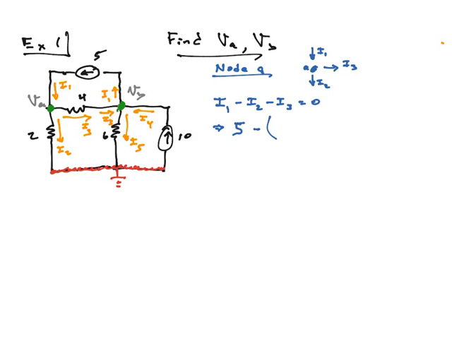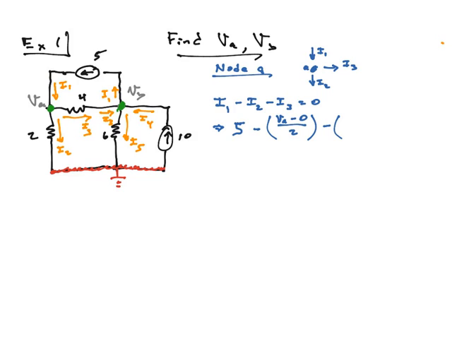I2 is that current leaving node A going downwards towards the ground, so it's going from A, so VA, minus, where is it going to? The ground, 0. So it's V divided by R. What is the R? It's 2. So now I2 is done, minus I3, same kind of a thing.